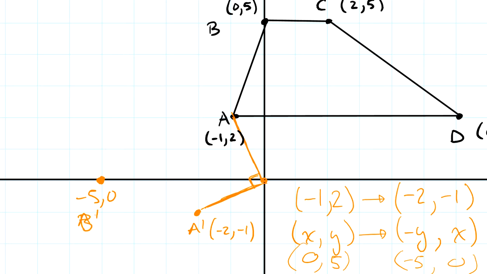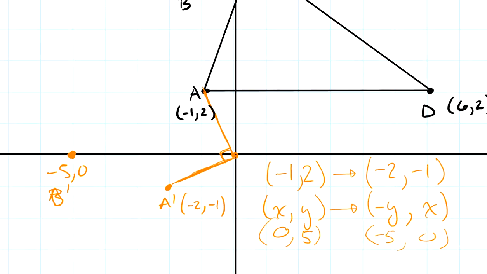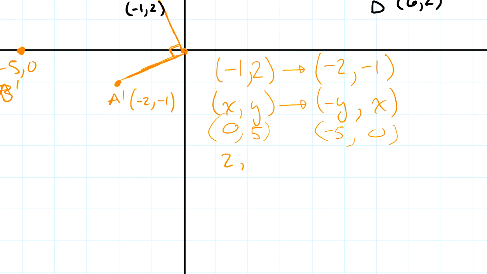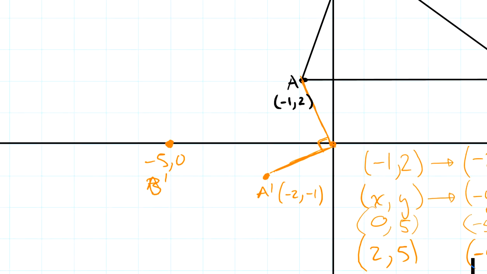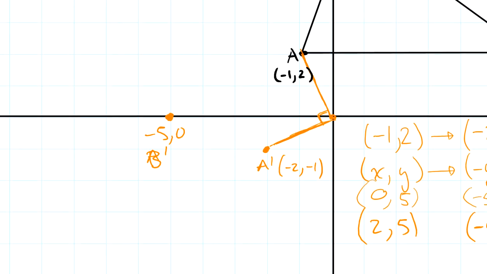Now I'm going to do the same thing for C. C is at 2, 5, and I think I want to come down here and think about this again. So C currently is at 2, 5. So what I'm going to do is flip these numbers, right? So this is going to become a 5, and this is going to become a 2, but I'm going to take the opposite sign of x. Whatever y was, it's going to become the opposite of that when it becomes the x. So now I'm looking at negative 5, 2. So let me write this down here. So negative 5, and up 2. I believe that this is the point C prime.